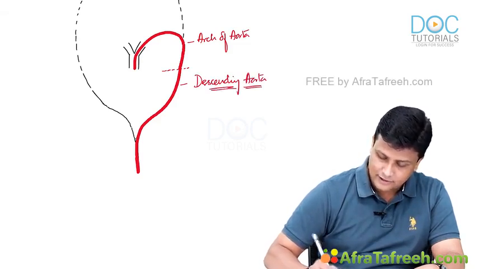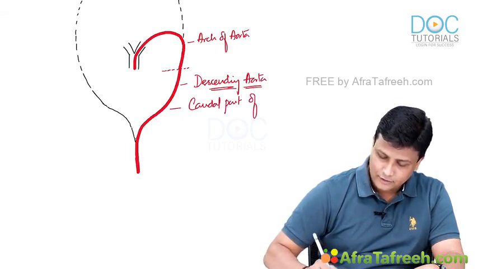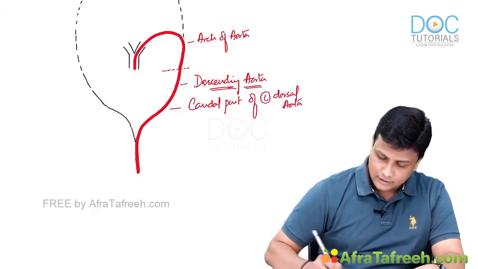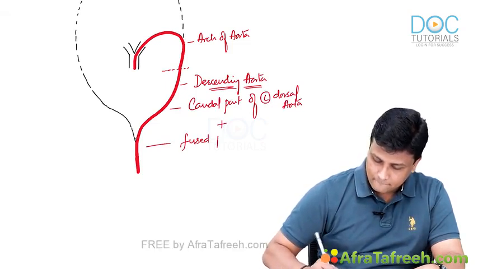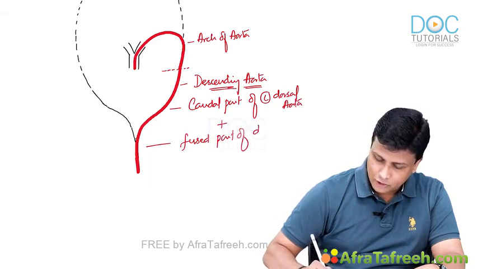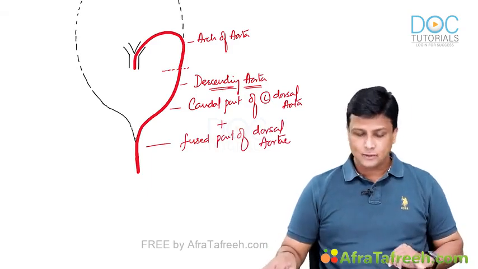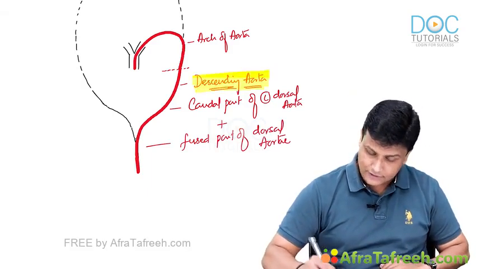Number 1, I can clearly see here itself, the caudal part of the left dorsal aorta. And not only the caudal part of the left dorsal aorta, even the fused part of the dorsal aortae, both right and left one. That's the one which is actually going to form your descending aorta.